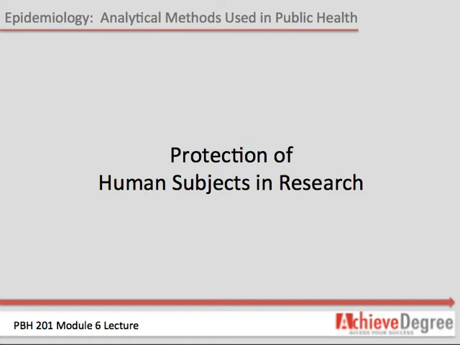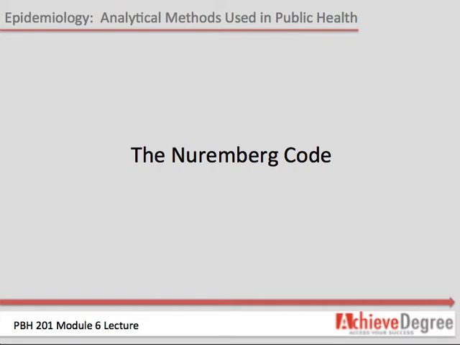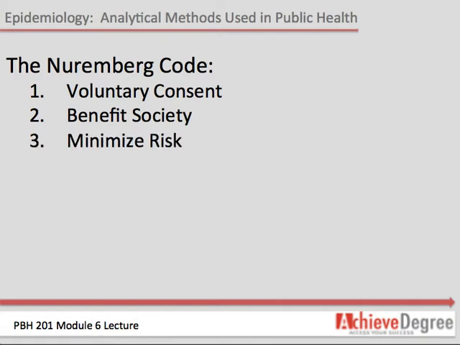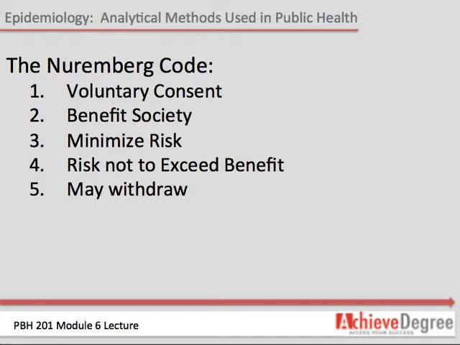To correct this horrible lapse of protection, the Nuremberg Code was developed in 1949. This code required that voluntary consent of subjects be obtained. The research benefits society. Procedures avoid unnecessary suffering and minimize risk. The risk not exceed the benefit. Subjects be able to withdraw at any time, and investigators stop the study if risks of injury, disability, or death occur.